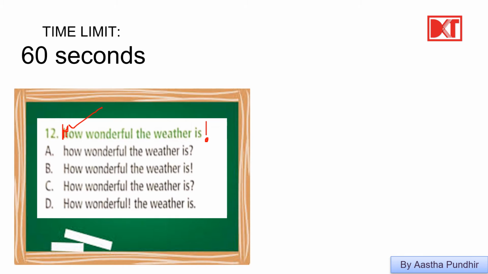So the correct answer here becomes which one? The correct answer is B. And for the rest of these, here H is not capital. Here there's also a question mark in the end, so it makes it incorrect. C, again a question mark in the end, incorrect. Here we have an exclamation mark in the middle and a full stop in the end, so this is also incorrect. The correct answer is B.